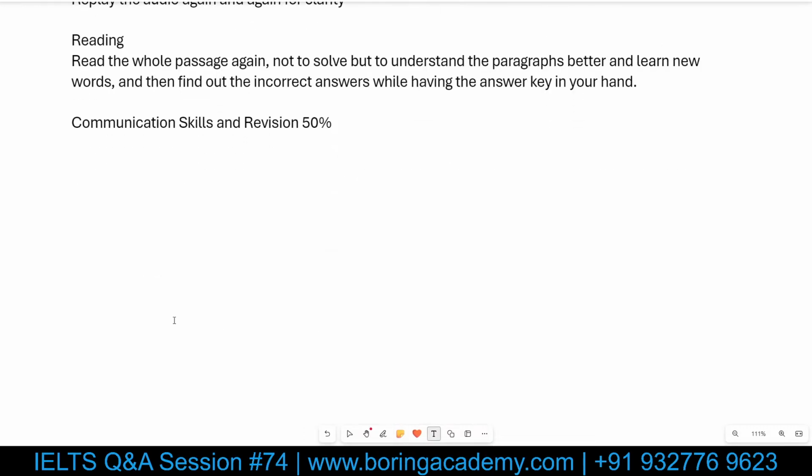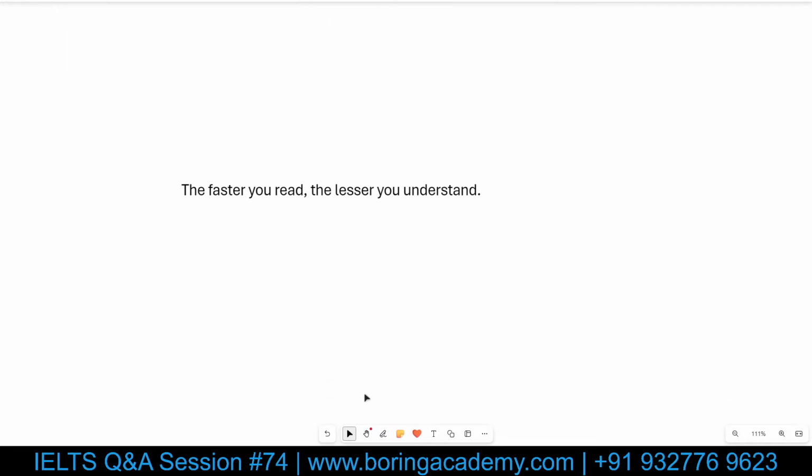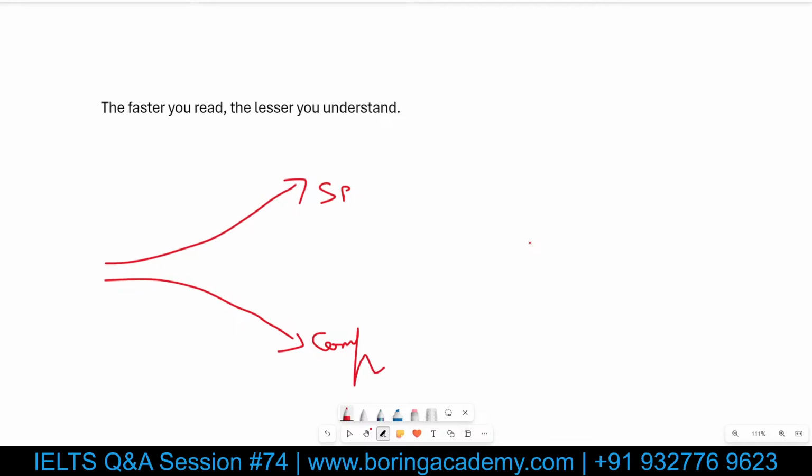So what you're trying to say is, the faster you read, the lesser you understand. So if I convert this to visual data, when your reading speed increases, your comprehension goes down. And isn't that obvious? So how to fix this problem?